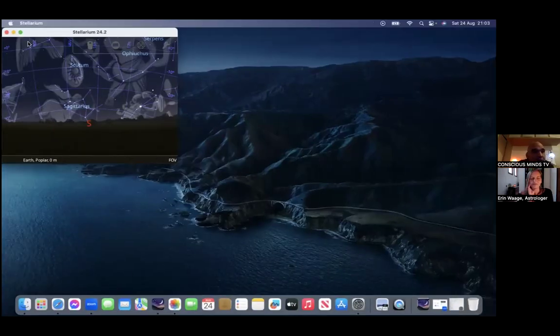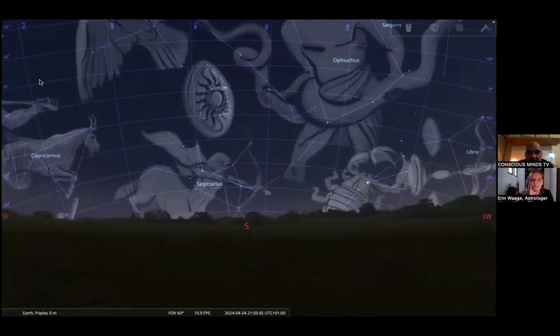Let me just see if I've got anything else to share. This is another thing I was going to share. Can you see this, Erin? So this is Stellarium, an astronomical website. For example, can you see Scorpio here? This is from my latitude. I can never fully see Scorpio, up in the air, from London.